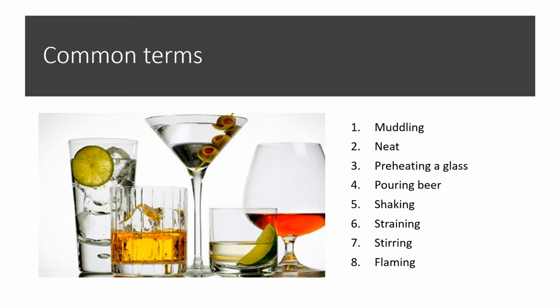So what is muddling? Muddling is a process of crushing leaves, spices, or fruit to release their juices or extracting the most flavor from certain fresh ingredients like fruit or mint garnishes. The ingredients are crushed with a muddler or at the back end of a bar spoon or with a pestle.